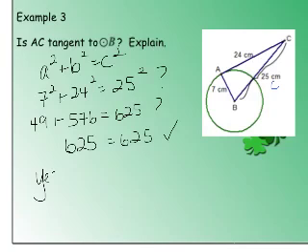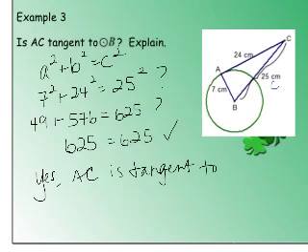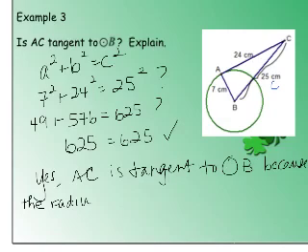So yes, AC is tangent to circle B because the radius and AC form a 90-degree angle.